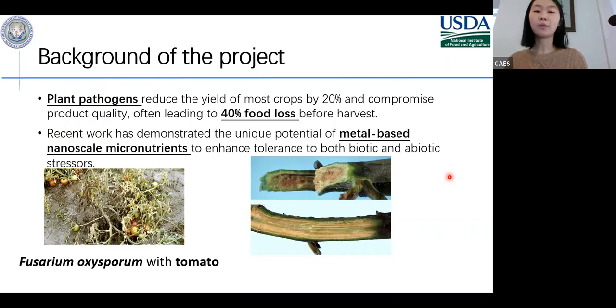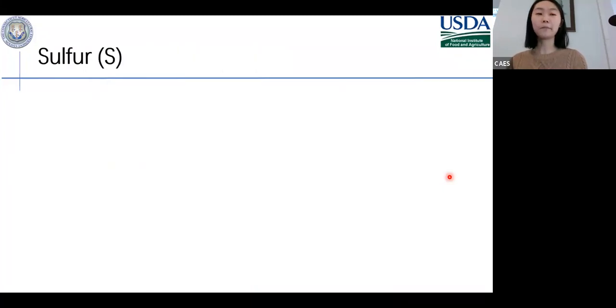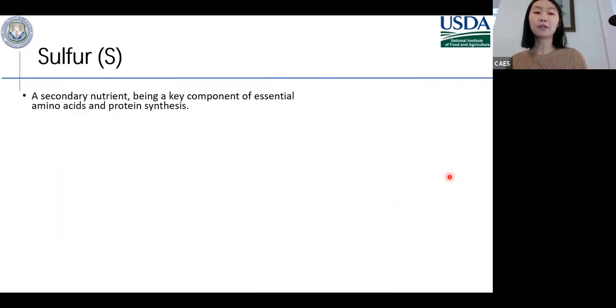And although recent work has demonstrated the unique potential of metal-based nanoscale materials to enhance tolerance to this disease, the effect of those metal-based nanomaterials is controversial. Many other literatures also show that they may have negative impact on the crops. So how to solve these problems? Here I would like to introduce elemental sulfur.